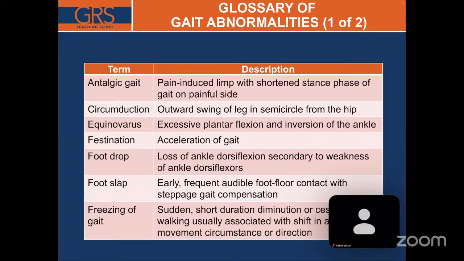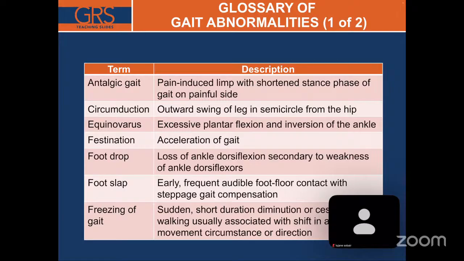This slide provides an overview of the common gait abnormalities and their definitions. It's a bit detailed slide, but generally we just need to know that understanding these terms is essential for recognizing different patterns of walking problems in older adults. For example, the antalgic gait is a limp caused by pain, while the foot drop results from weakness in the ankle dorsiflexion. The circumduction, from its name, we can see that it's an outward swing of the leg in a semicircle from the hip.